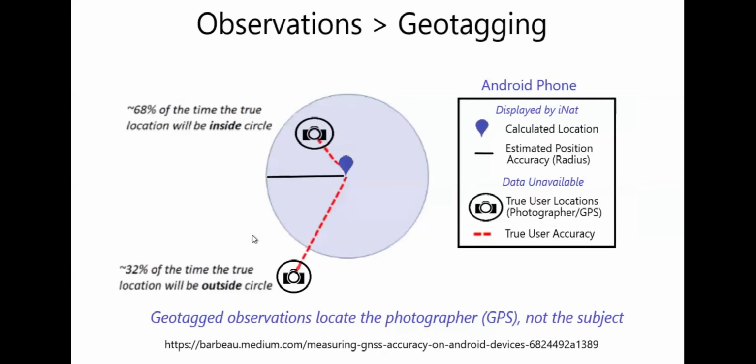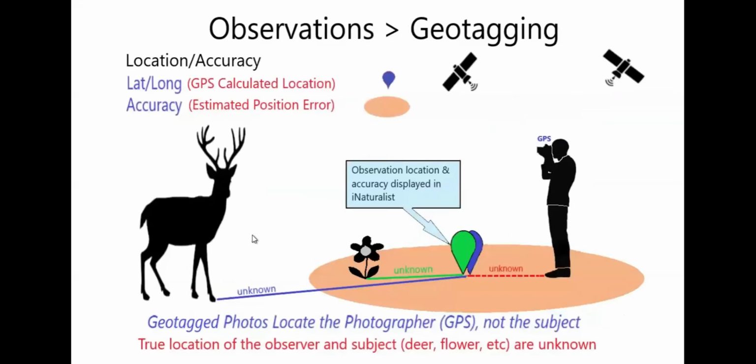The only thing to keep in mind when you're geotagging is that they're not as accurate as you might think. This guy did a quick study of Android phones, and he found that a third of the time your actual location was outside of the accuracy circle that was calculated.